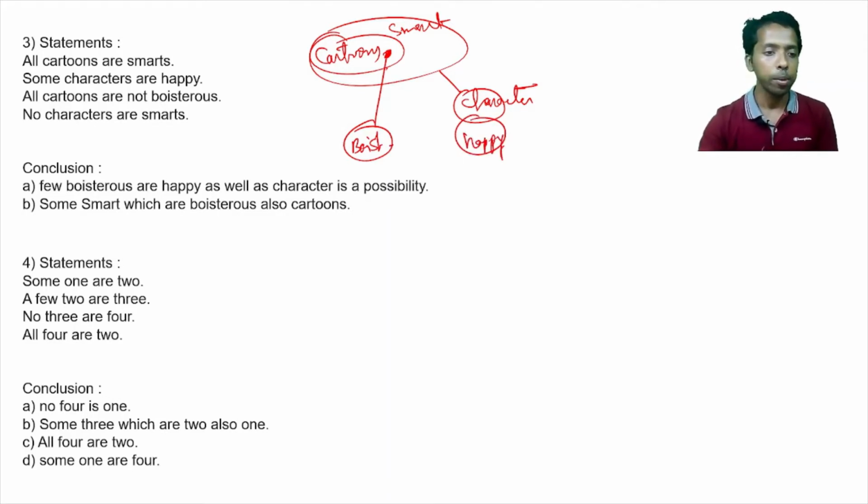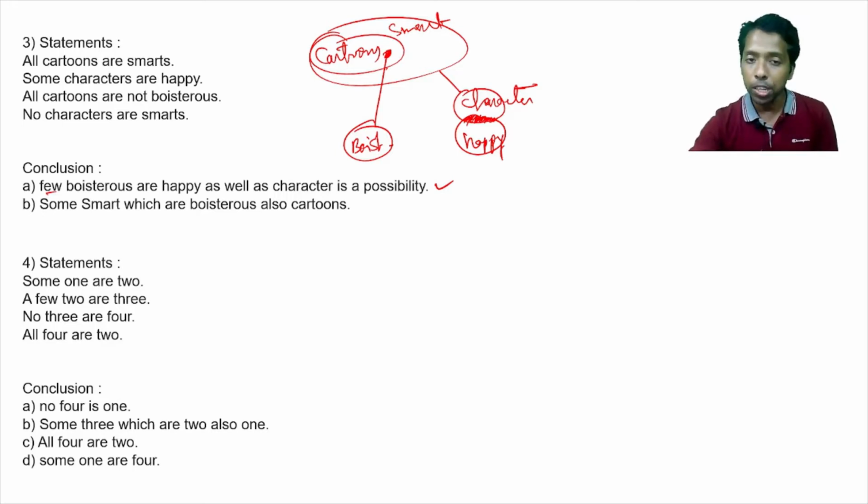Right? Now, coming to the conclusion here. Few boisterous are happy. Few boisterous, you can take it as some boisterous. Some boisterous are happy, as well as character, is a possibility. Now see, character and happy are having a common region. This is it, just marking this part here, this shaded region. So happy and character have a common region. So for that purpose, some boisterous are happy as well as character is a possibility. There is no definite relation between boisterous and this common region, this shaded region. So the possibility case will obviously be true, right? The correct one. Now remember one thing, that character and happy have a common region.